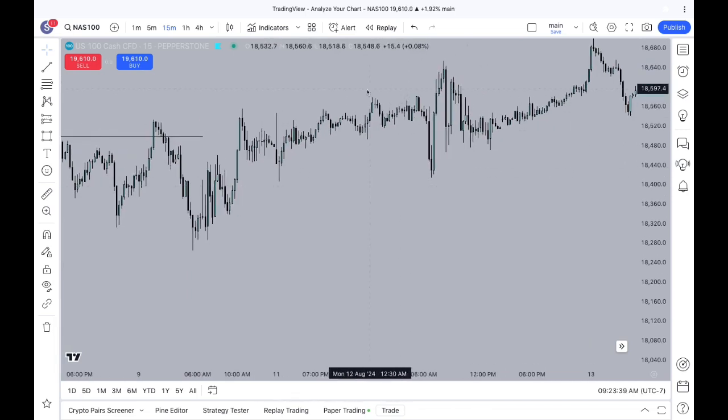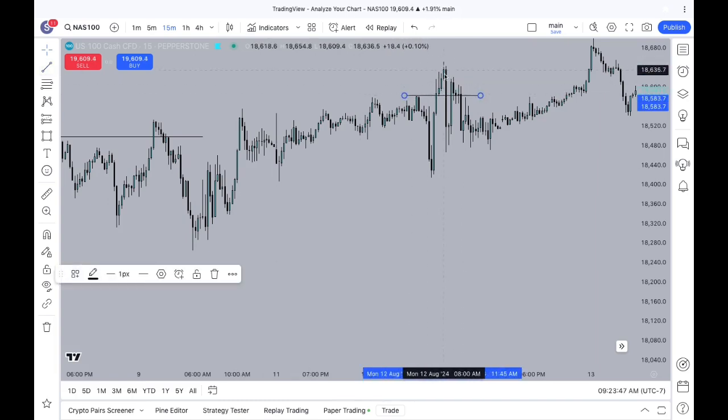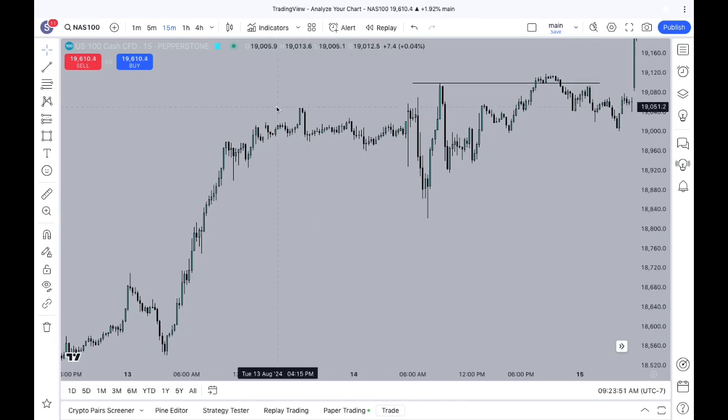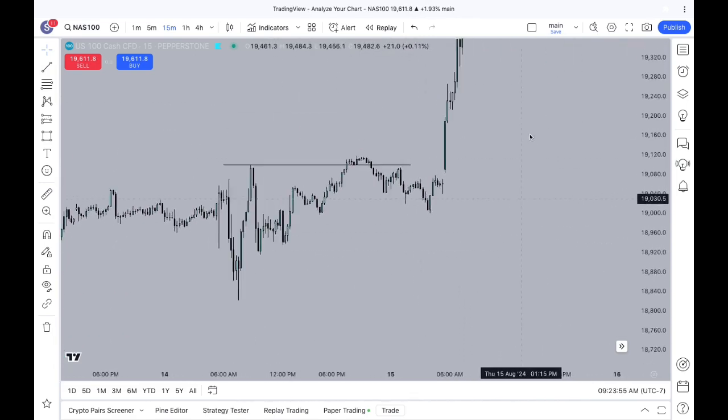Right here, same thing. We didn't have a break of structure out of it, so it wouldn't count. Right here neither.